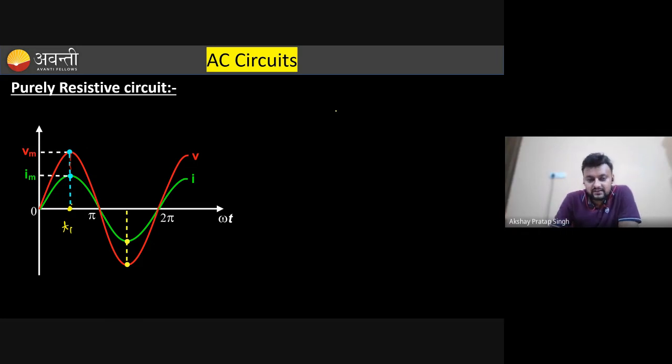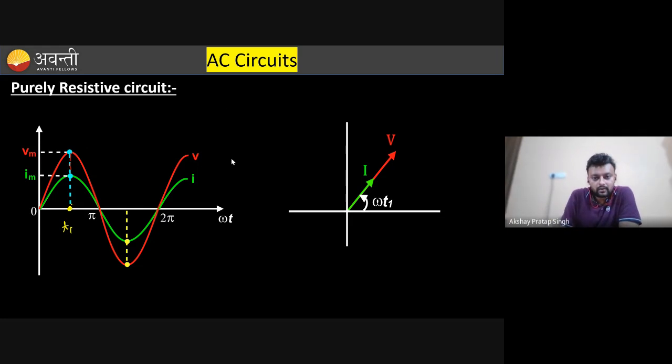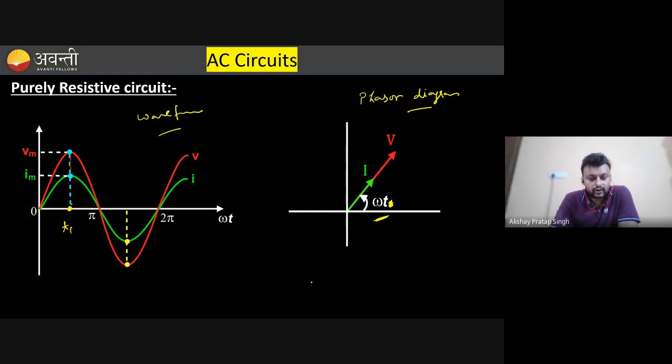Now, how can the phasor diagram be drawn? Look at that. This is not T1, this is just omega T. Can you see that voltage and EMF both are in same phase, both have the phase angle as omega T? This is the phasor diagram. This is the waveform. Okay. Now, I hope you have taken the screenshot or you have written everything.